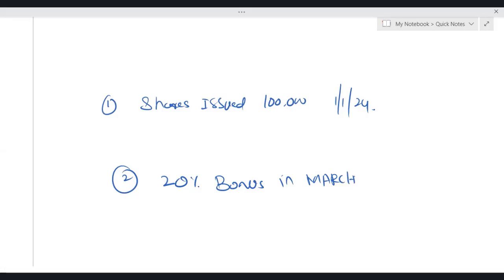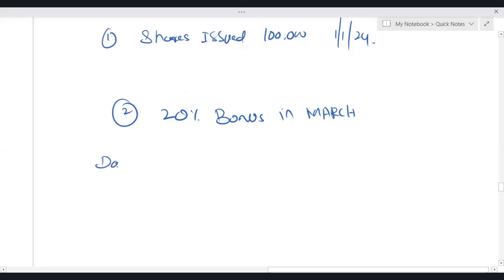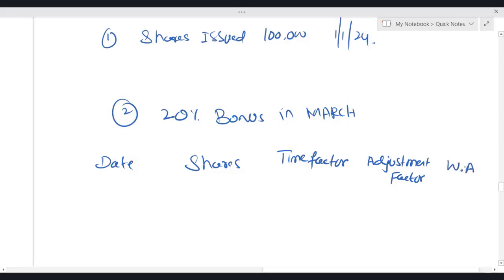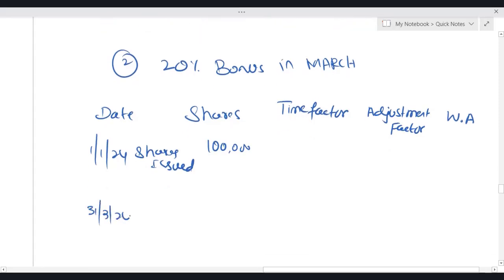One is shares issued 1/1/24, 1 lakh, then a 20% bonus in March. How are we going to calculate weighted average shares? Very simple. Date, shares, time factor, adjustment factor, weighted average. So shares issued we have 100,000. March 24, bonus issue 20%. If I take 20% of 1 lakh, it is 20,000. So we will have 1 lakh 20.